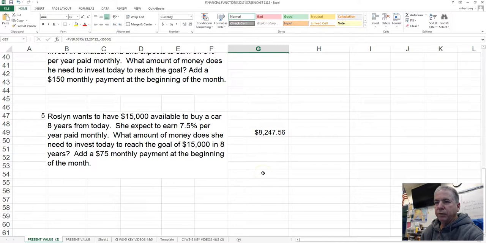And then number 5, Rosalind, she wants to have $15,000 available to buy a car 8 years from today, and given the expectations of averaging about 7.5% per year, she would need to invest today $8,247.56. So that was the conclusion of video 1 in Financial Functions using present value.